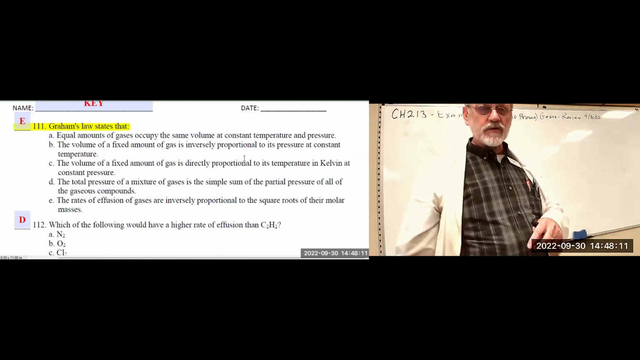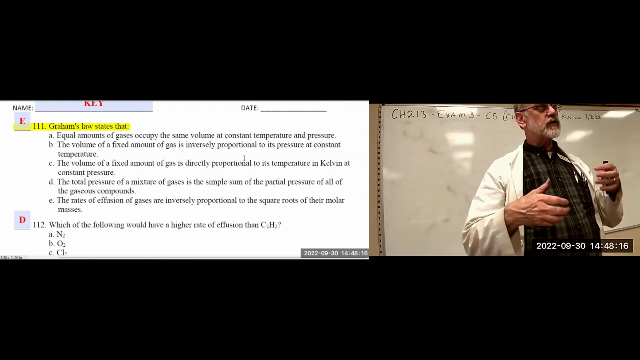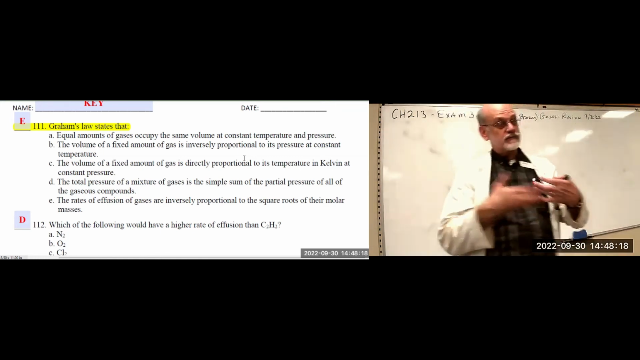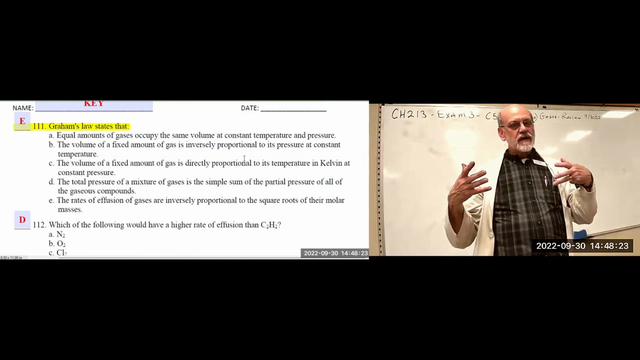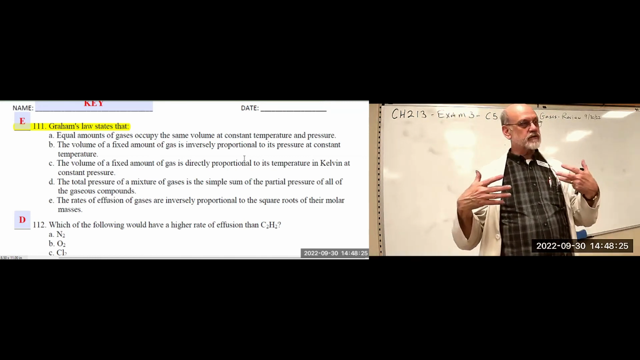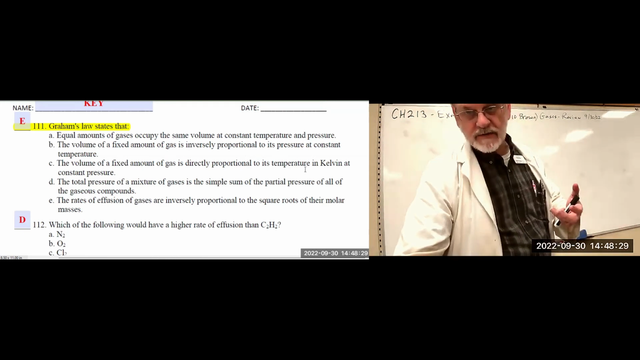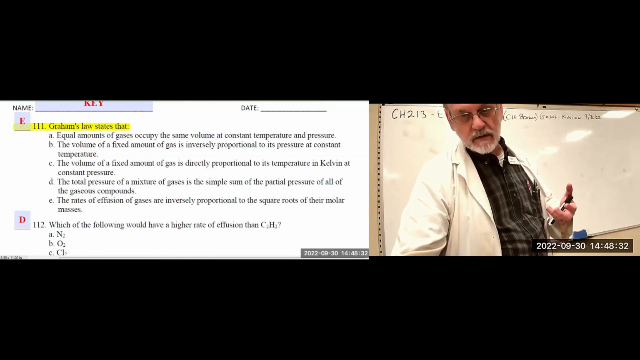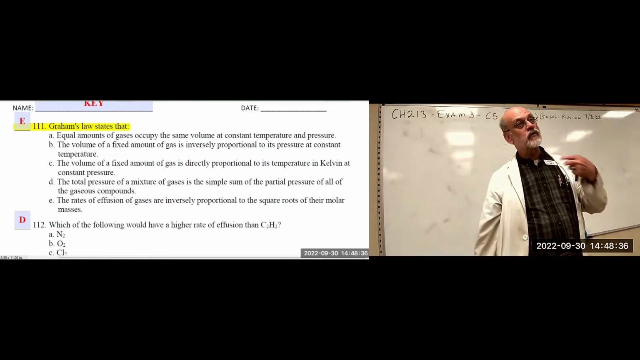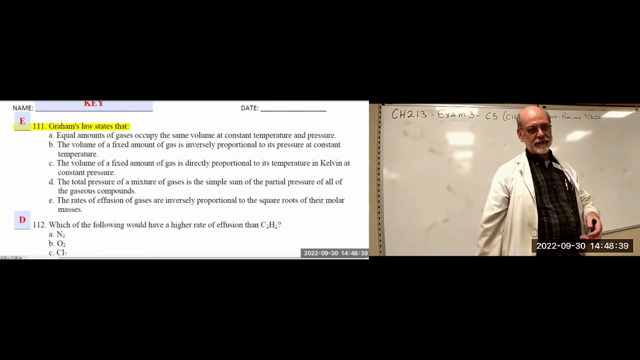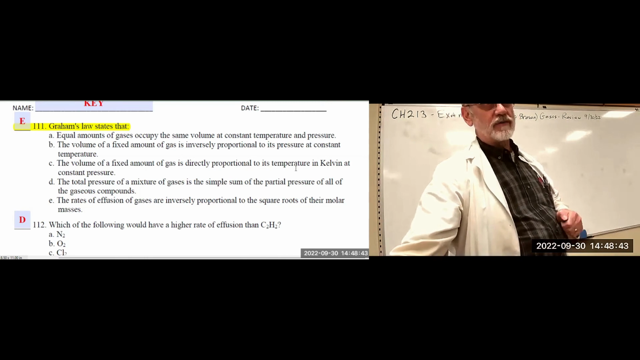See that? Graham's law. What does Graham's law say? Well, the rate of effusion, the rate that atoms or molecules move in a gas, is inversely proportional to their molar masses. But it's not just that, it's inversely proportional to the square root of their molar masses. So that's why E is the answer to that one. That's Graham's law.